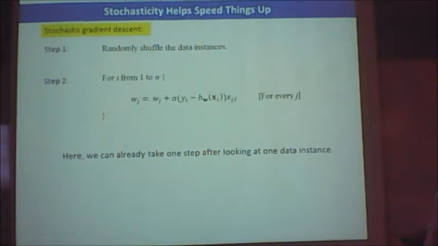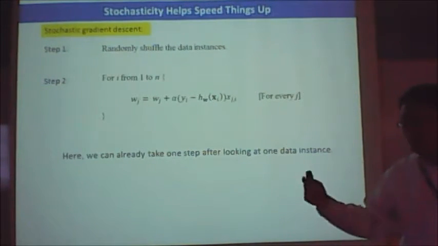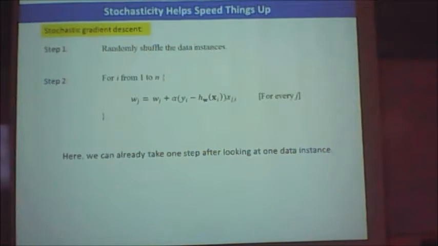Adding some stochasticity actually helps speed things up a bit. Our concept is that we want to look into the whole data before we make a step when we do gradient descent. So how do we add in the stochasticity for this one? First, randomly shuffle the data instances. Effectively, randomly shuffling the data instances is more or less similar to just randomly picking something out. Step 2: for each step, you update by just looking at one data point.